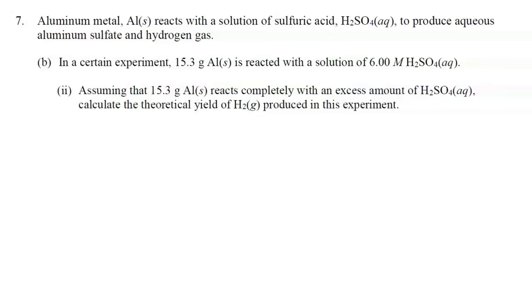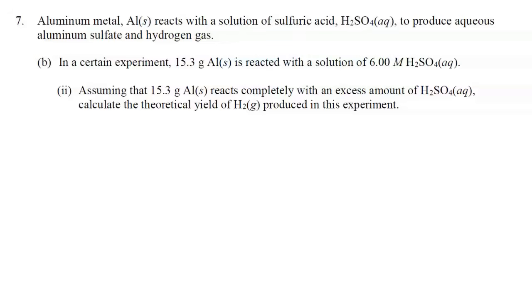All right, this is part II. It says, assuming that 15.3 grams of aluminum reacts completely with an excess amount of sulfuric acid, calculate the theoretical yield of hydrogen gas produced in this experiment. So this will be a 3-step conversion. We're going to start with grams of aluminum and then go all the way to grams of hydrogen.